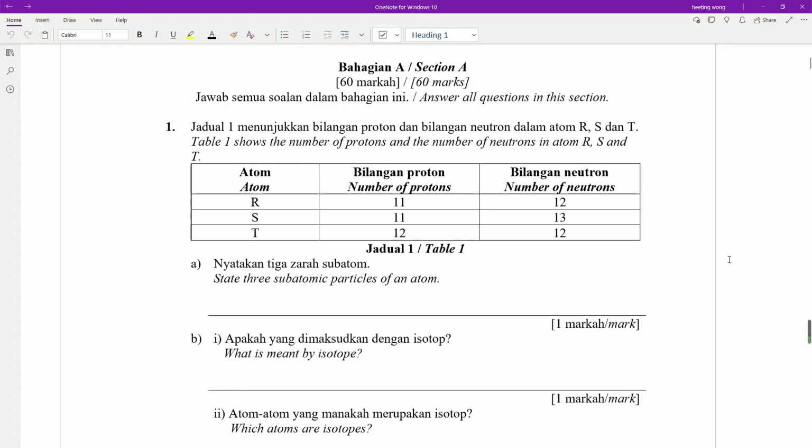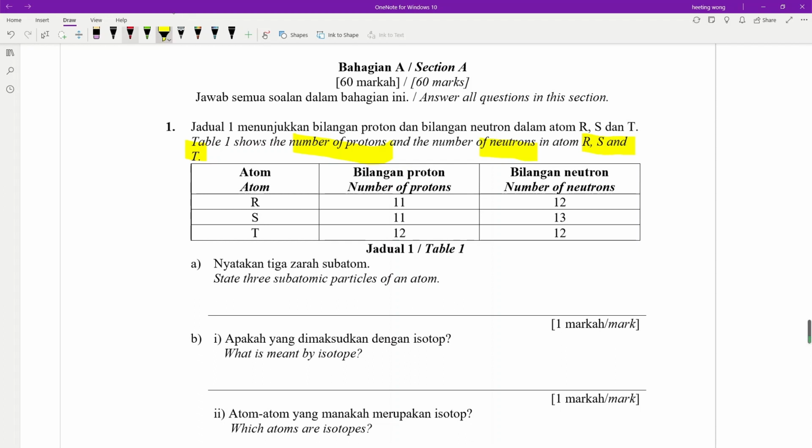Okay, today we are going to look at the paper 2 section A. Okay, question number 1, the table shows the number of protons and the number of neutrons for the atoms of R, S and T. So given to you, there are 3 atoms here, proton numbers and then neutrons.